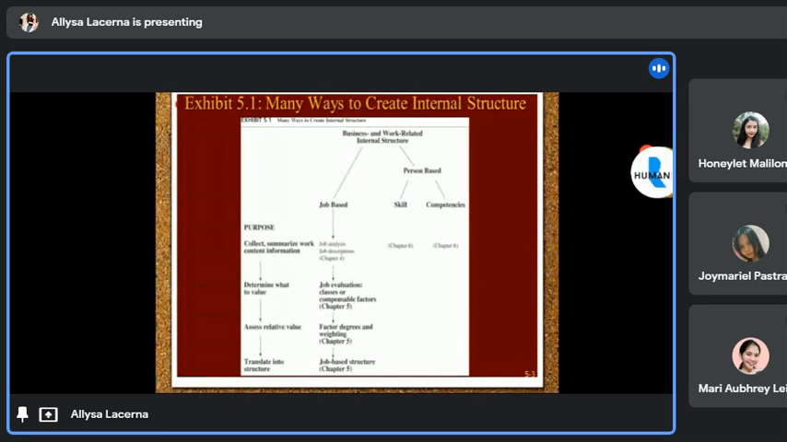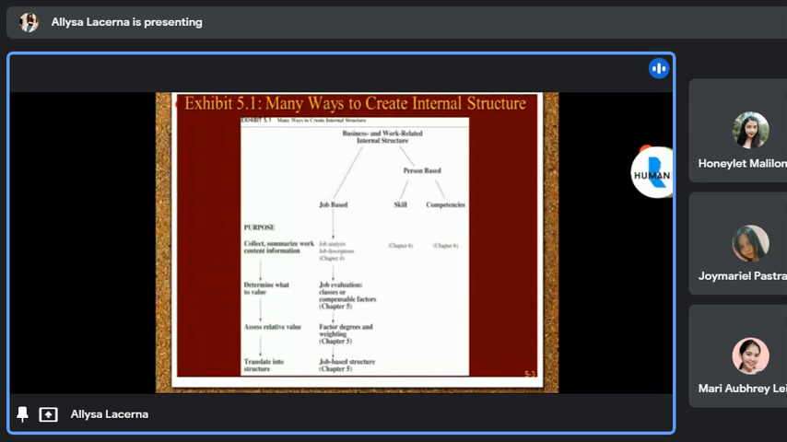Let's talk about the many ways to create internal structure. Sige po. So, this structure naman is about business and work-related internal structure, wherein there is two types: job-based and person-based. Person-based is a strategy focused on paying for qualification and specialized skills and competencies. As you can see, pareho silang nakapaloob sa Chapter 6.